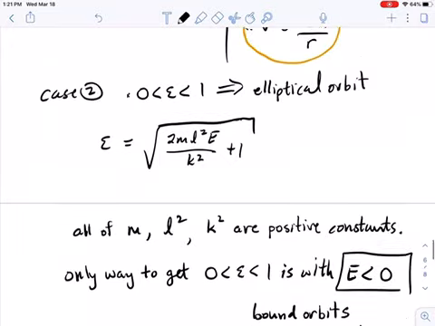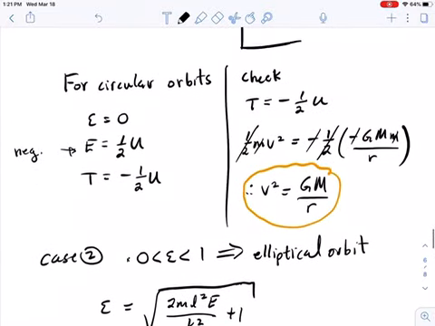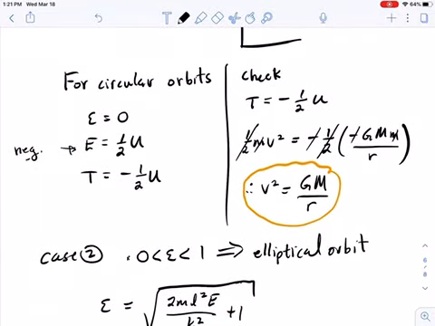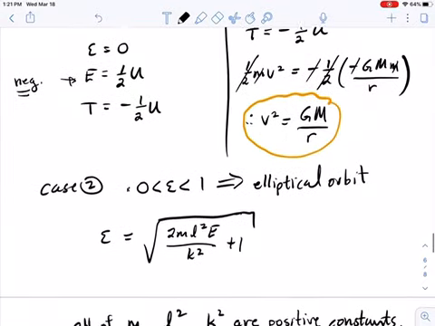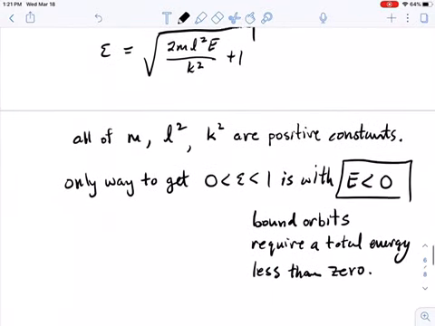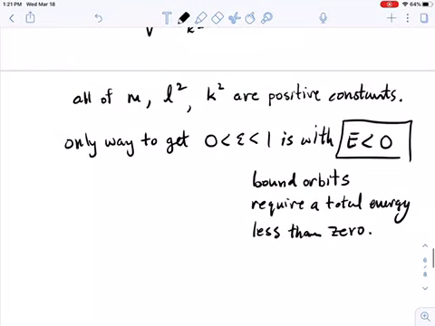In fact, that's consistent with what we found for circular orbits, because we already identified that for our circular orbit, our energy would be 1/2 u, but u is negative, and so that is a bound orbit, and so are our elliptical orbits, which all have a total mechanical energy that is negative.